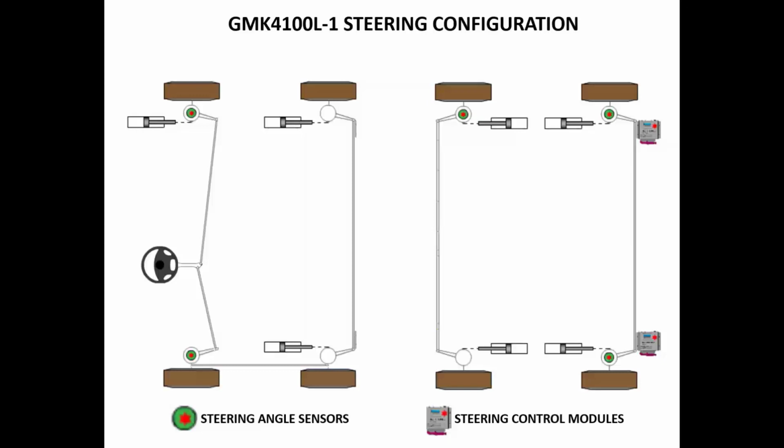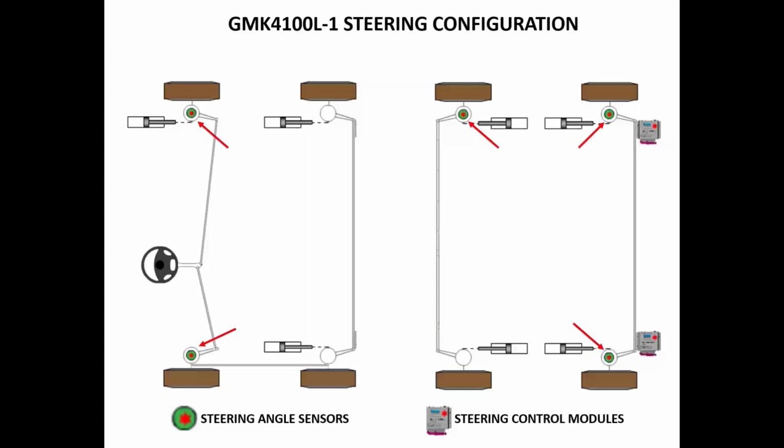The system uses hydraulic cylinders to control the steering. However, steering angle sensors are used to monitor the steering positions. This system would be the same if you have a GMK 4080 or GMK 4090. These machines use 5 steering angle sensors.